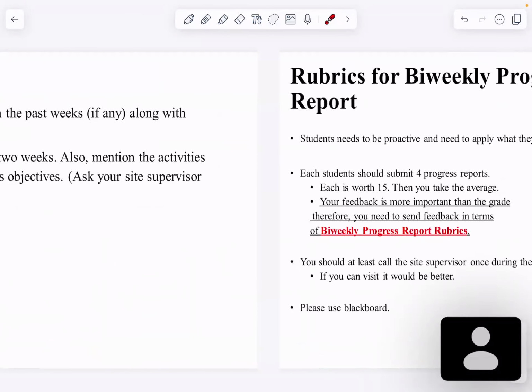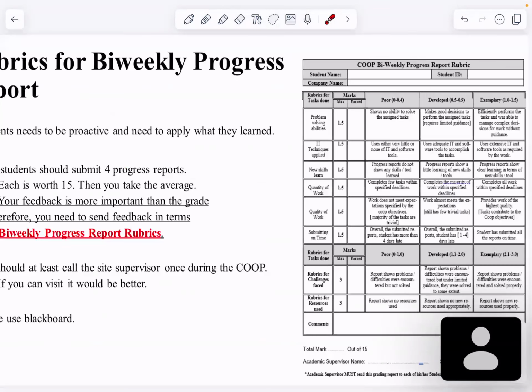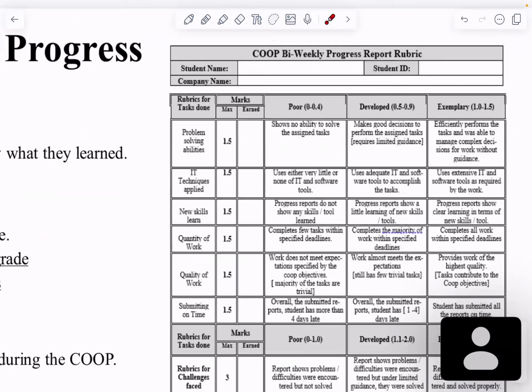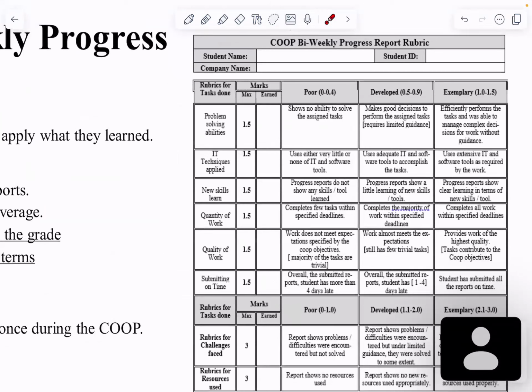Let me show you how we evaluate, because we follow rubrics to evaluate your bi-weekly progress report. It is very important for you to understand the blueprint, the rubric we follow, so that you prepare your report based on these points. You can see, I need to see your problem-solving abilities, so this should be reflected in your report. Tell me about the problem statement, the techniques you are using, and the technologies you are applying. And this is very important.